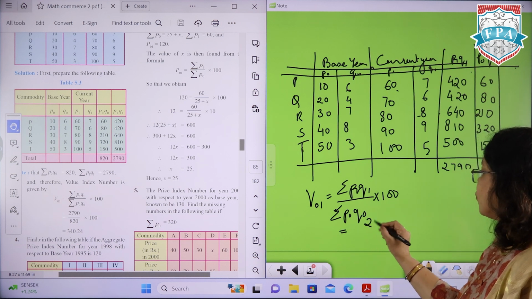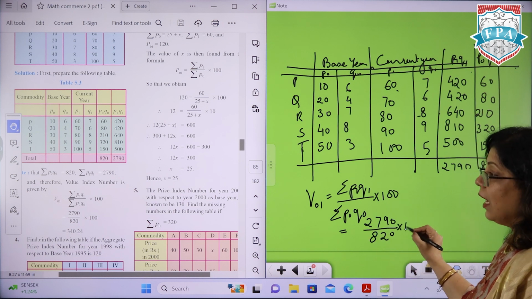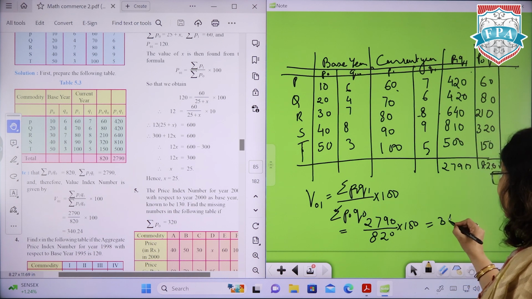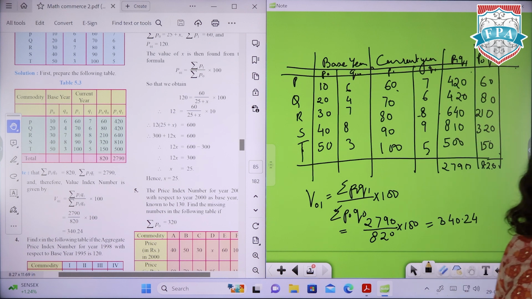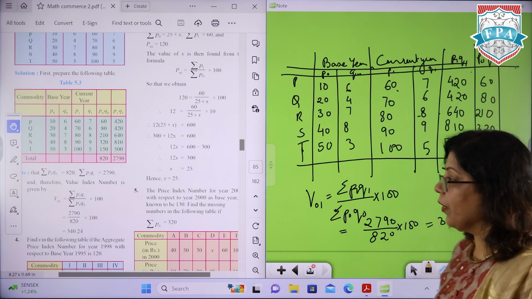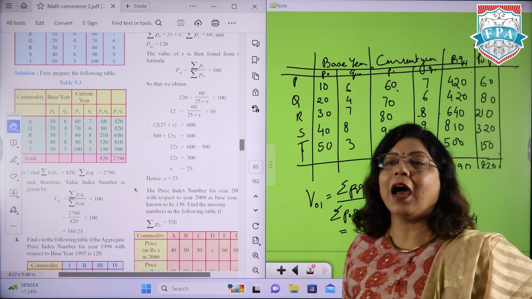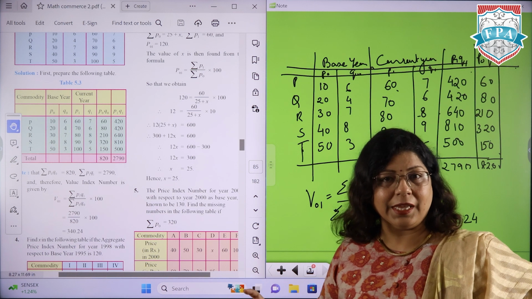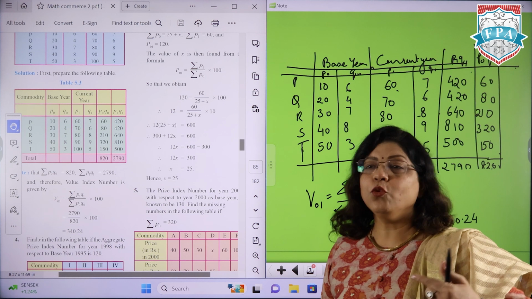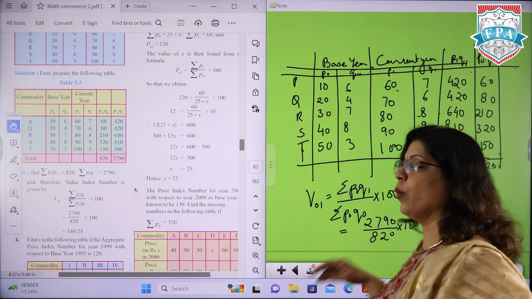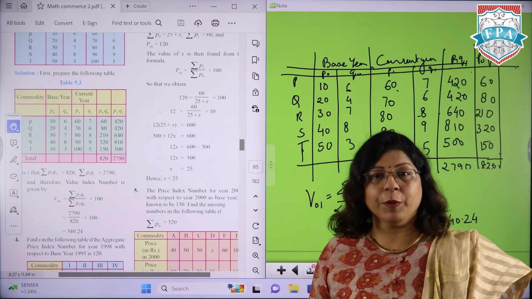So when we calculate, it's 2790 upon 820 multiplied by 100, and this answer 340.24 will be your index value or index number, which is value index number. So this just shows that if you were able to spend 100 rupees in the base year for a particular thing, for a given quantity, then for the same quantity, you have to actually now spend 320.24 rupees. I think it's very clear to you people now.